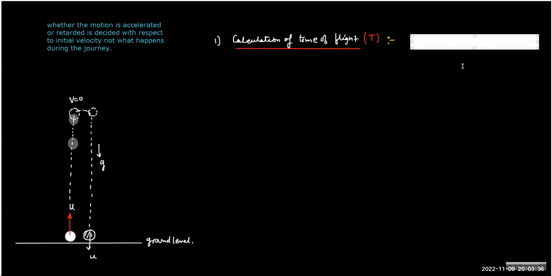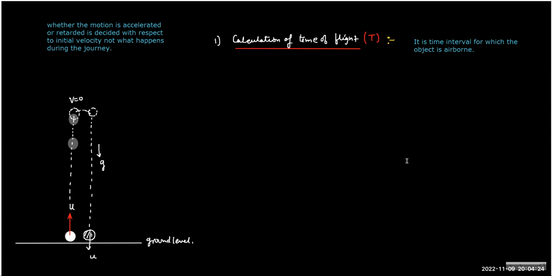Total time for which the body is performing a motion under gravity. Yeah, so you can say that it is a time for which the object is airborne. Very simple. It is a time interval for which the object is airborne. Airborne means it is not in contact. That's the meaning actually. So I hope this is clear.